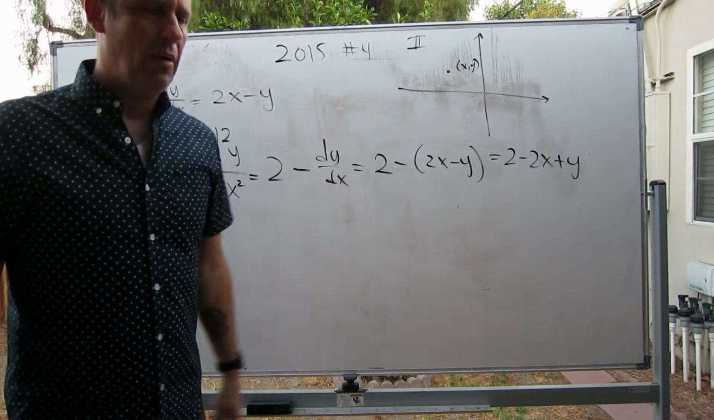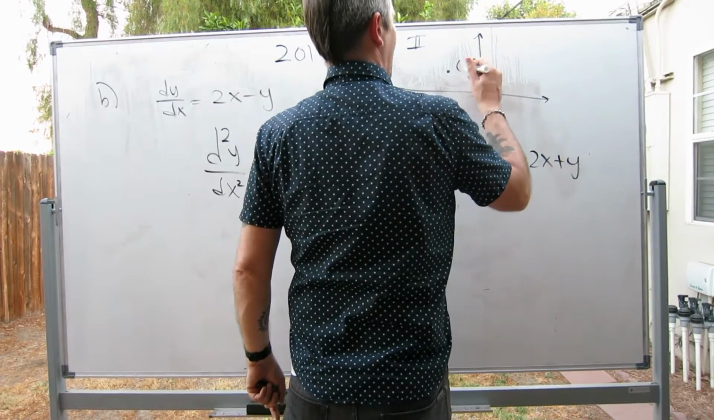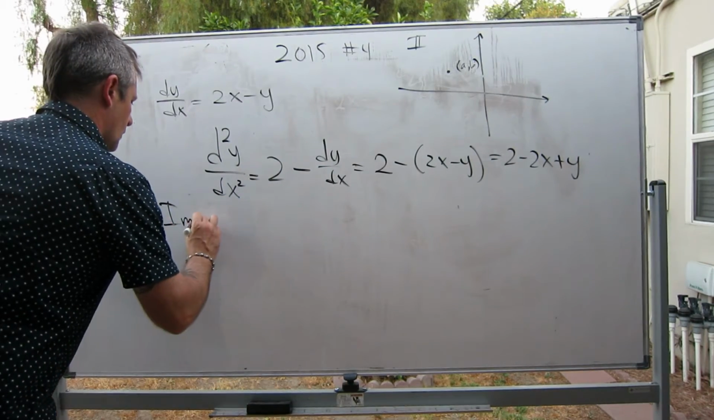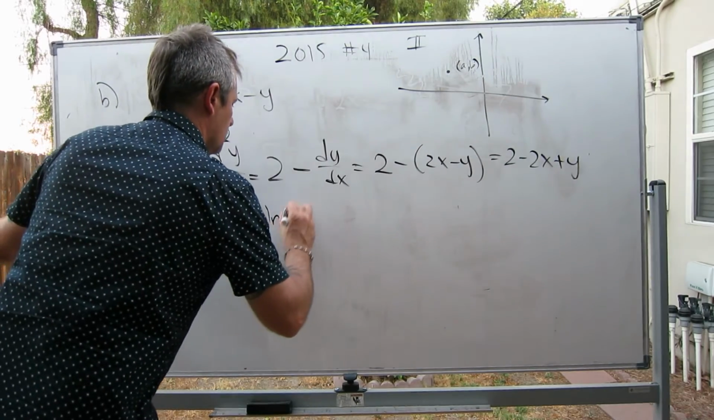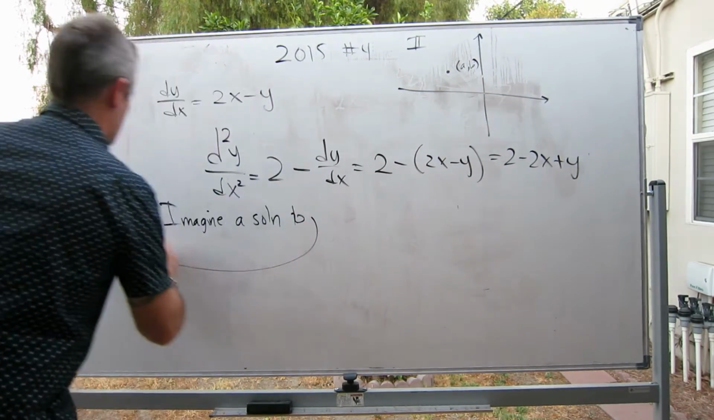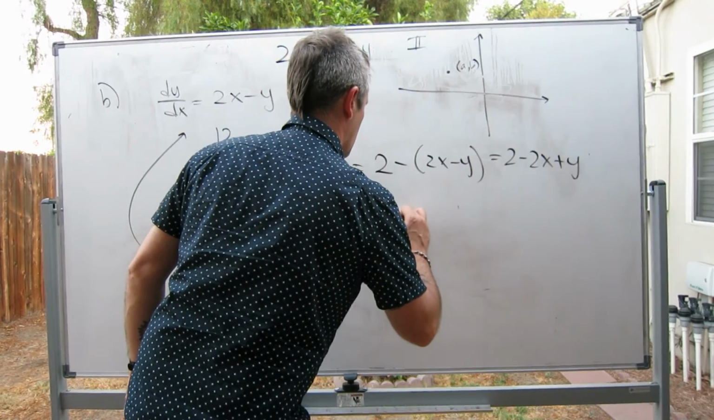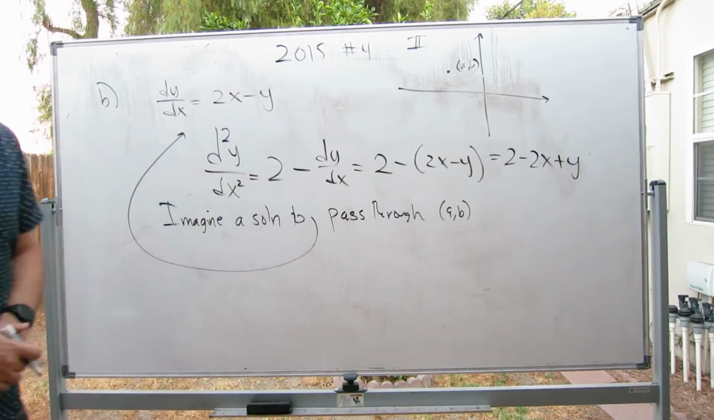So I'm at some point right here, and I'm some solution curve that goes through that point. Well, what would I know about that point? Let's give it a name. Let's say that it goes through the point A, comma, B. So imagine a solution to this differential equation passes through A, comma, B in the second quadrant there.